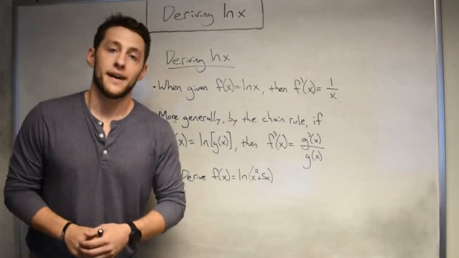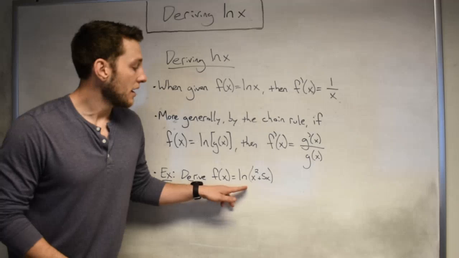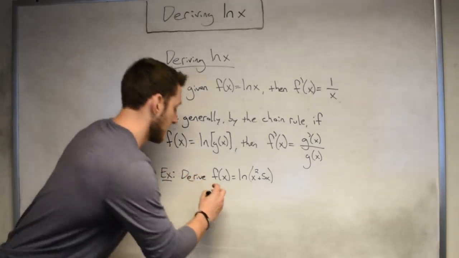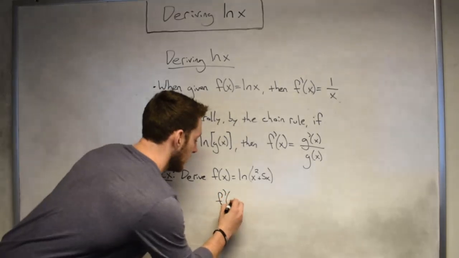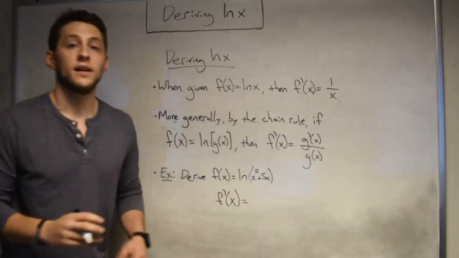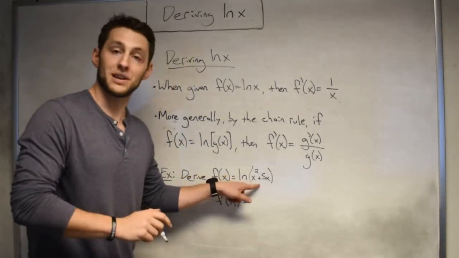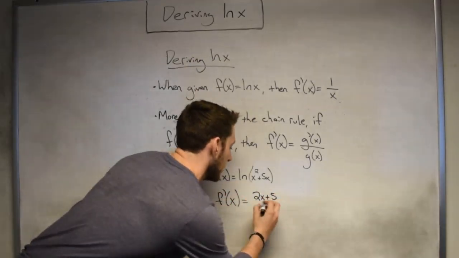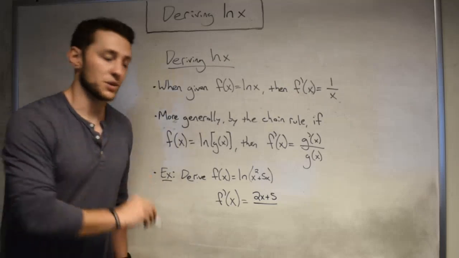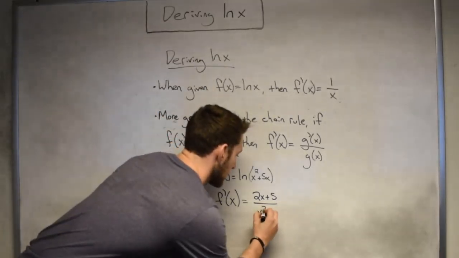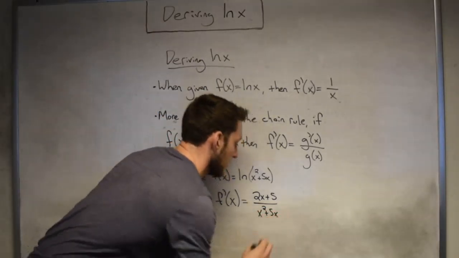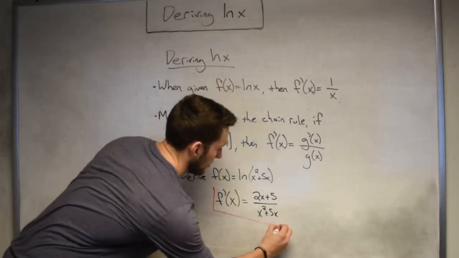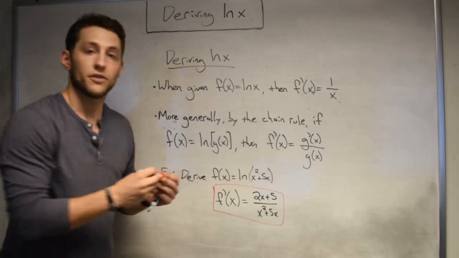Derive the function f of x equals natural log of x squared plus 5x. If we derive this, f prime of x is just the derivative of the inside, 2x plus 5, divided by the original inside, x squared plus 5x. And that is our final answer, by the way.